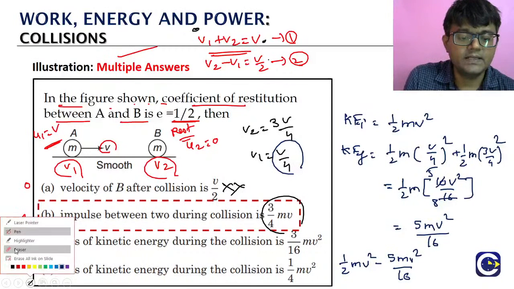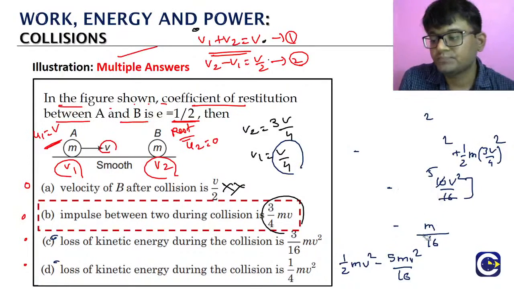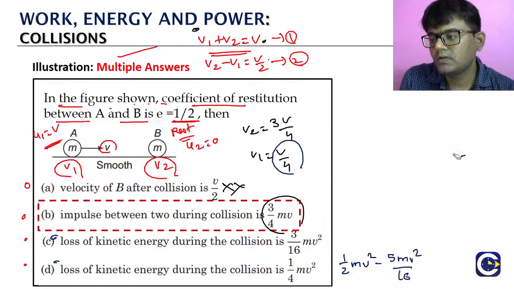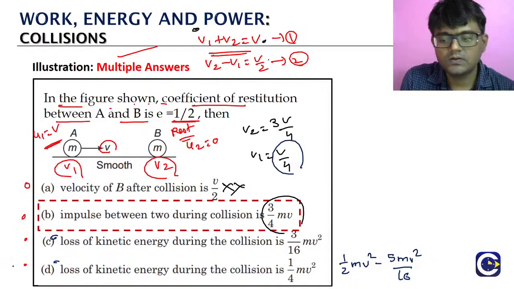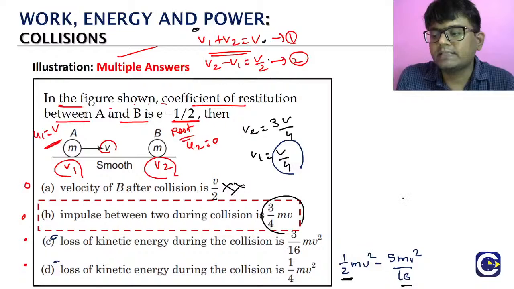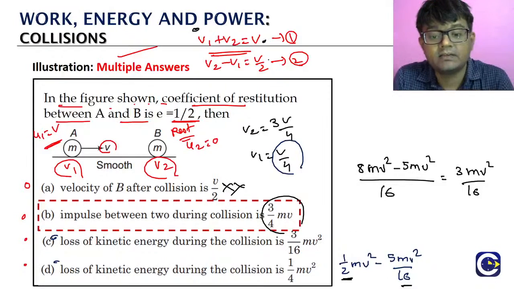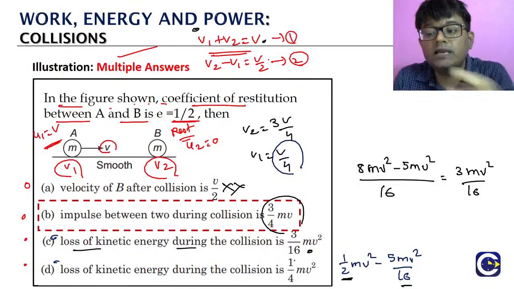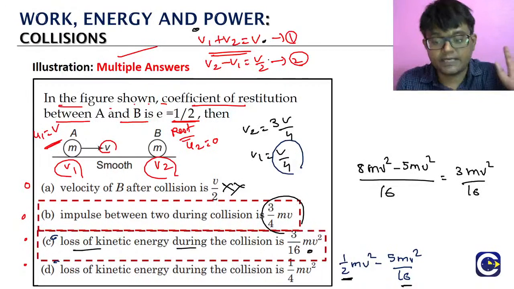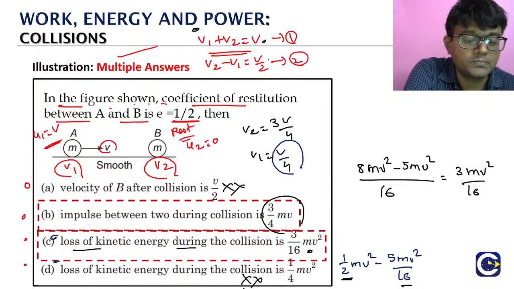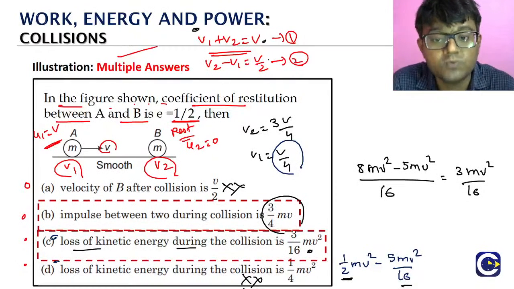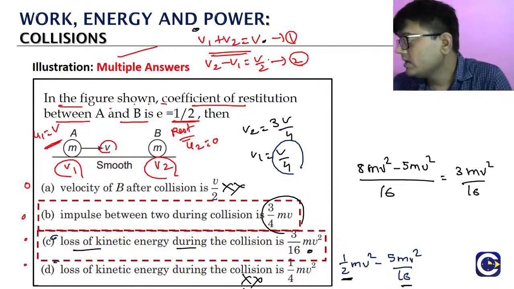Check whether it is matching with any of the options. What is the LCM of the denominators? 16, right? So we'll have 16 in the denominator. This is 8 m v square minus 5 m v square, that is going to be 3 m v square by 16. Do we have an answer? Loss of kinetic energy is 3 m v square by 16. So option C is also correct. Obviously option D will be wrong, because both are talking about the loss of kinetic energy, which comes as 3 m v square by 16. Okay guys, so you have to check whether you are able to get this answer or not.